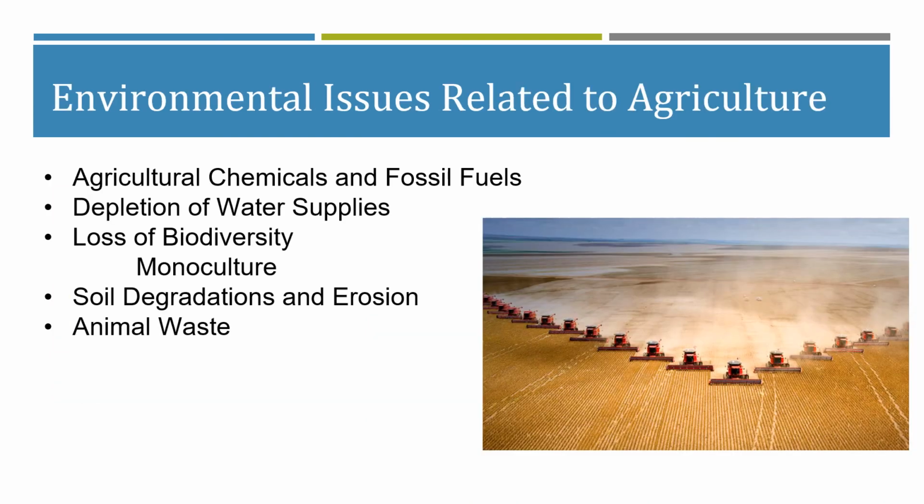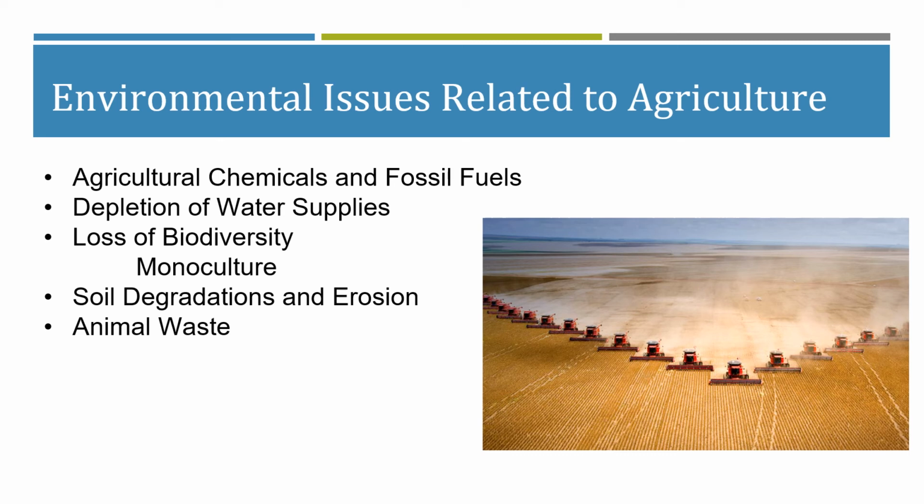So there's a lot of environmental issues that have been related to agriculture. This huge increase in chemicals and also the dependence on fossil fuels that we have for modern agriculture has a big impact on climate change. And in fact, it is industrial agriculture that is the #1 polluter and producer of CO2 in the world.